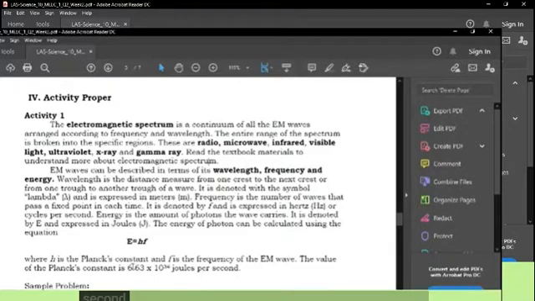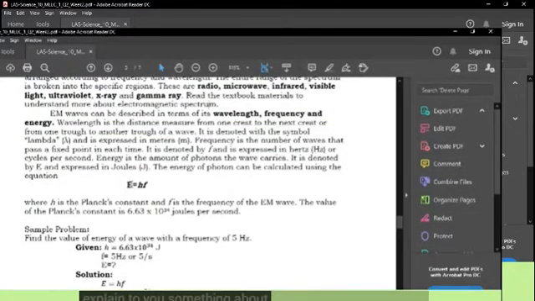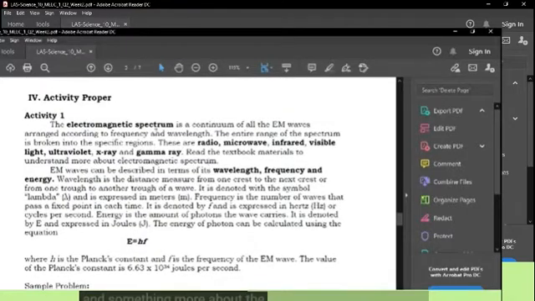In other references, you might see that it's not 6.63, but rather 6.626, so it has 3 decimal places. We have 6.626, but in this module it is rounded off to the nearest hundredth, so that's why it became 6.63 times 10 to the negative 34 joule-seconds. We have a simple problem here, so you're going to find the value of energy of a wave with a frequency of 5 Hz. But before we go over this calculation, let me explain to you something about how to calculate the energy and something more about the electromagnetic spectrum.